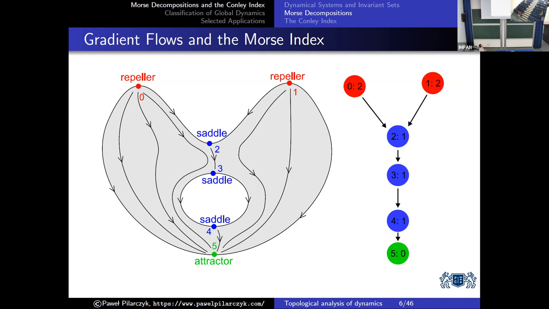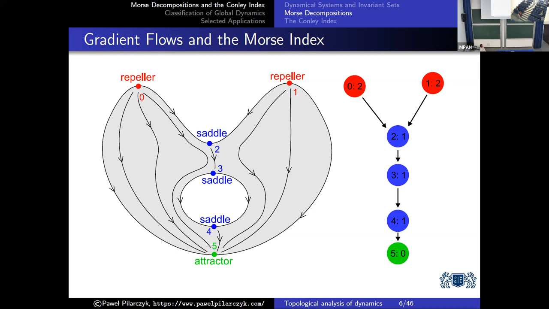And then I put the information about the type of stability of each critical point, which is here the dimension of the unstable manifold, and this is called the Morse index. For a repeller, the dimension of the unstable manifold is 2, so I put the index 2 here. For a saddle point, there's only one repelling direction, so the dimension of the unstable manifold is 1, so the index is 1 here. And for an attractor, the index is 0.